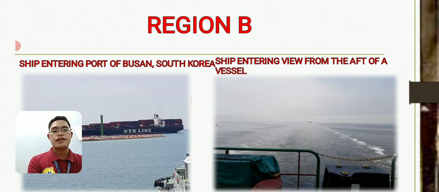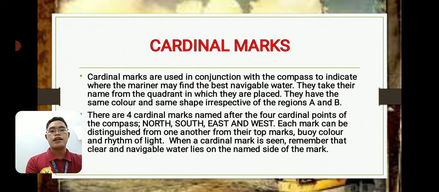So next, for the cardinal marks. Let's move on to the cardinal marks. We're done with the lateral marks. The cardinal marks are used in conjunction with the compass to indicate where mariners may find the best navigable water. They take their name from the quadrants in which they are placed.